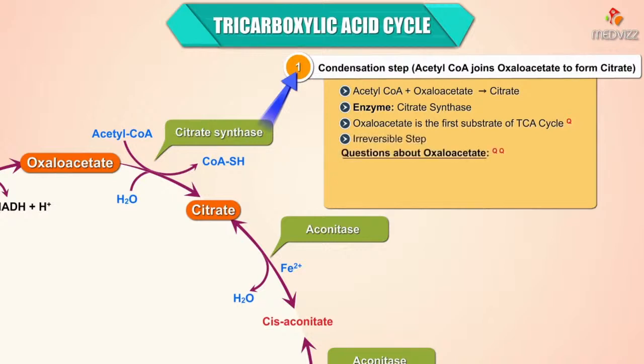Questions about oxaloacetate. It is a carrier of the citric acid cycle, first substrate of the cycle, and has a catalytic role in the cycle.